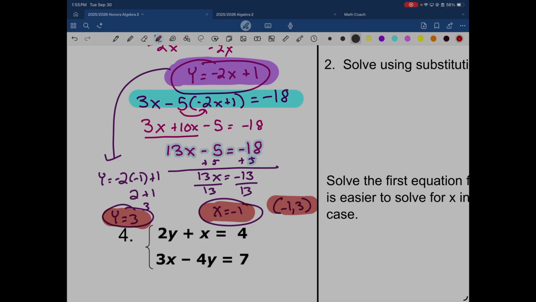When you're done, you can go ahead and look up and check your work, see how you did. I got negative 1, 3. Any questions with this one? Any questions? Guys, you good over there? Y'all good? I know you are.